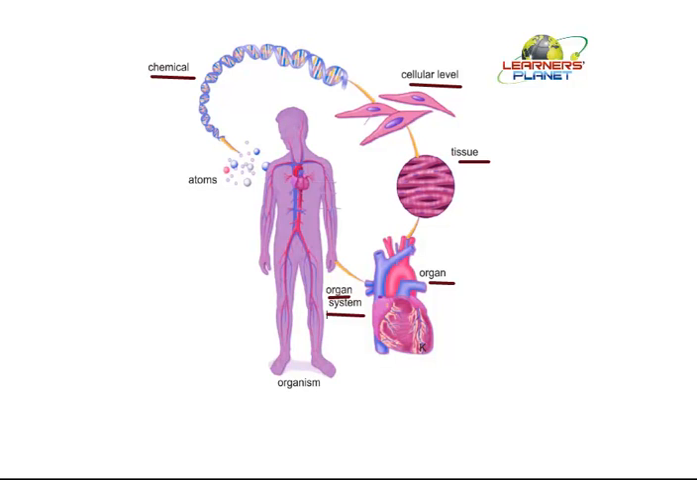And in a living human body, can you name some other organ systems? It could be the digestive system, or the excretory system, or the reproductive system. All are having a particular function. Like the circulatory system, it is meant for transport of blood. Then the respiratory system is meant for respiration.